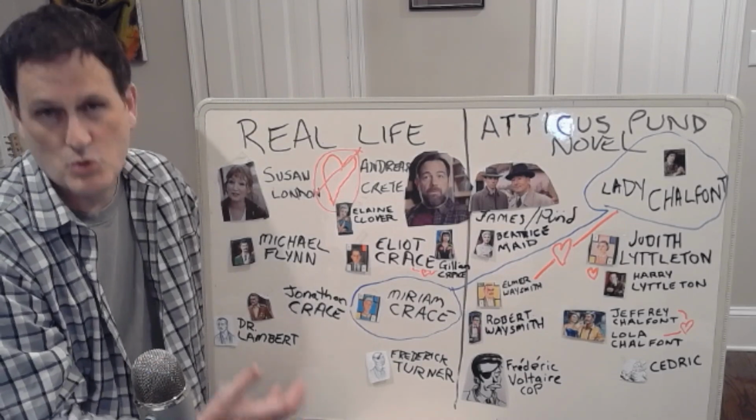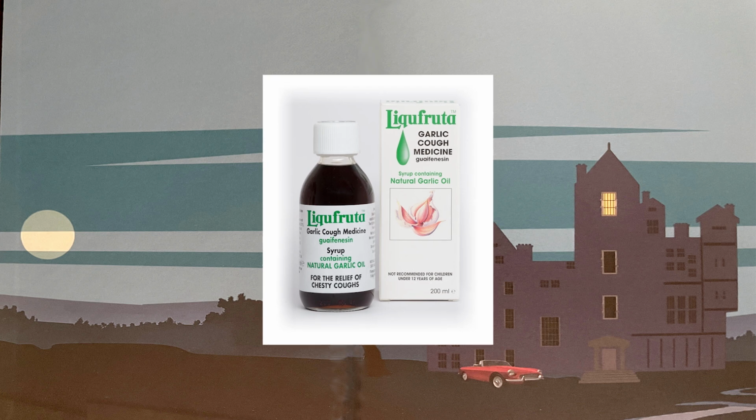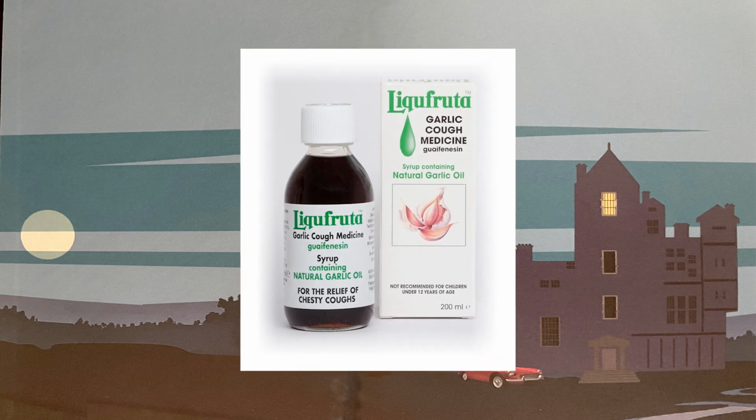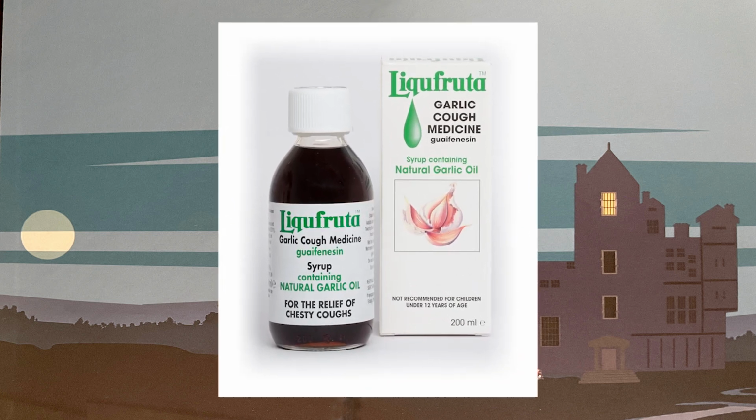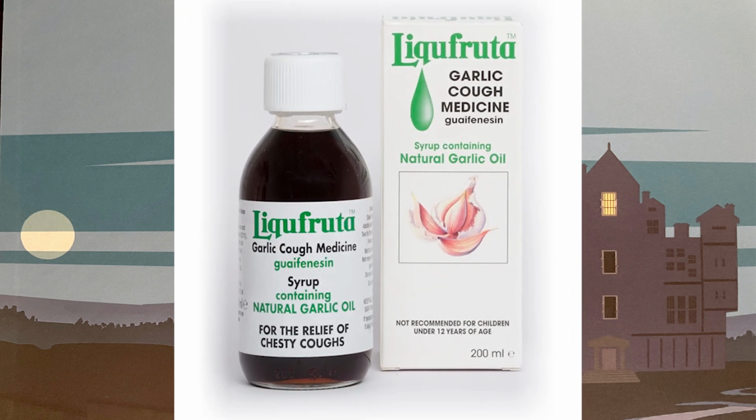Now, what would have drugged Frederick Turner? We learned that Eliot Crace stole some drugs from Dr. Lambert, this cough medicine. Is it possible this cough medicine was given to Frederick Turner, made him drowsy, he's driving, he gets in an accident, and now he wears an eye patch for the rest of his life? I'm just speculating here, people.